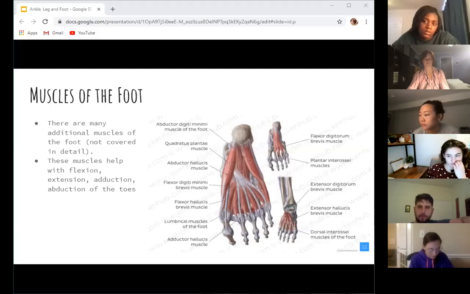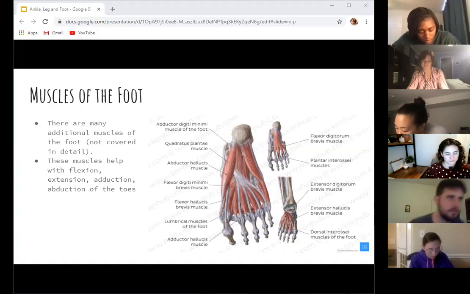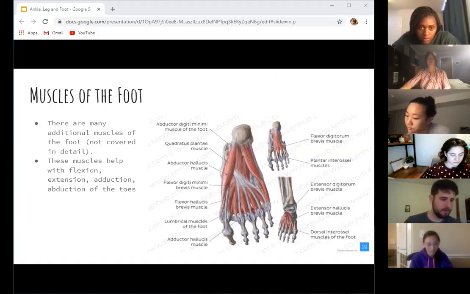Those are the primary muscles that I want you to know about for the foot. So you have flexion and extension, and then you have your abduction. This picture, which I borrowed from KenHub, if you can't tell, I apologize. I could not get Complete Anatomy to give me a decent picture so you could see the rest of the muscles. But there are many additional muscles in the foot.